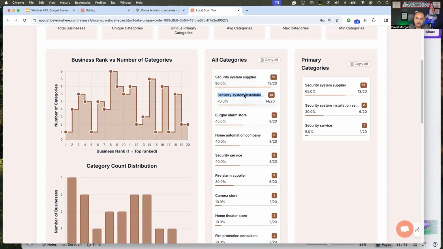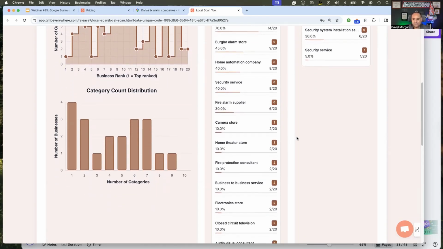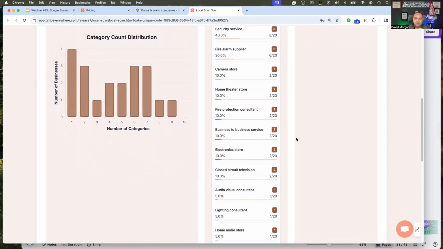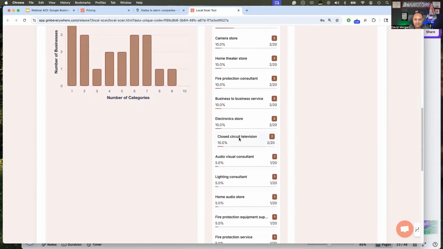Whereas security system installation is going to be 14, and then burglar alarm store is number 9. I'm going to zip through this because we're at 10:30 and I've got a few of these other categories that I want to show as well, but I'll quickly show so you can read through this. Remember, not all of us do all of these things, but even CCTV, there's only 2 of them that are referencing this.